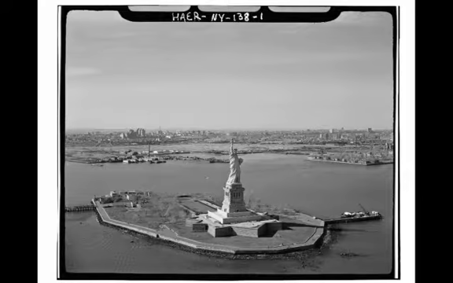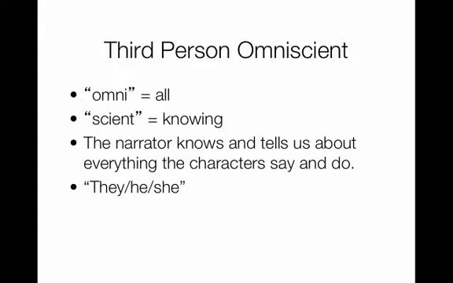So in this picture you can see that we can see everything. This represents the third-person omniscient point of view. The word omniscient means all, omni, and scient, like science, means knowing. So in a third-person omniscient perspective, the narrator knows and tells us about everything that all of the characters say and do. So the narrator can be anywhere, can be inside anyone's head. It sounds like they, he, and she, but we can hear everybody's thoughts.